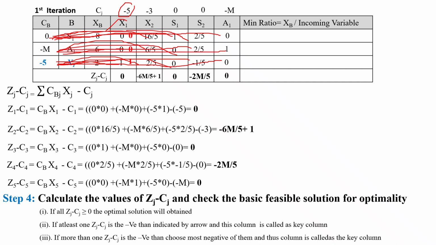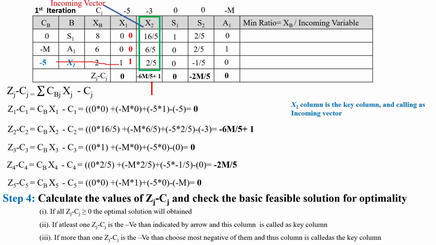So here observe minus 6M by 5 plus 1 and minus 2M by 5. These are the negative values. Among these two, most negative value is the minus 6M by 5 plus 1. So here we have to choose the most negative value. So that is the minus 6M by 5 plus 1 for the x2 column. So x2 column is called as the key column and it is called as the incoming vector. So x2 variable enters into the basis.